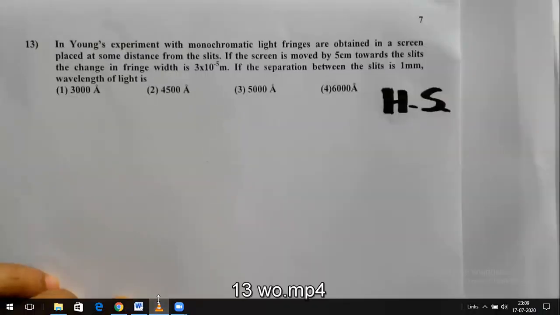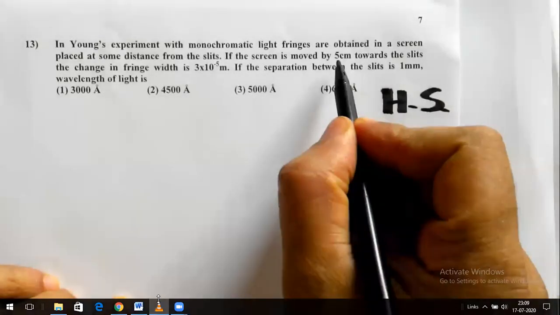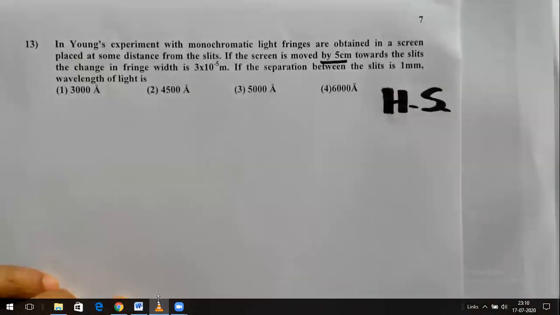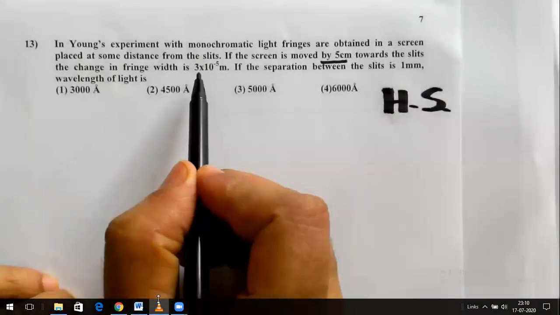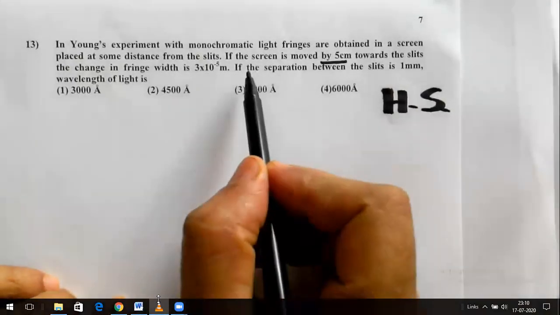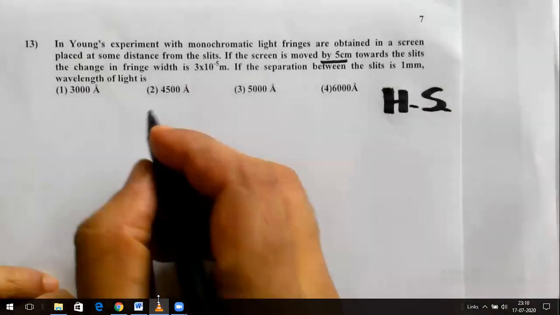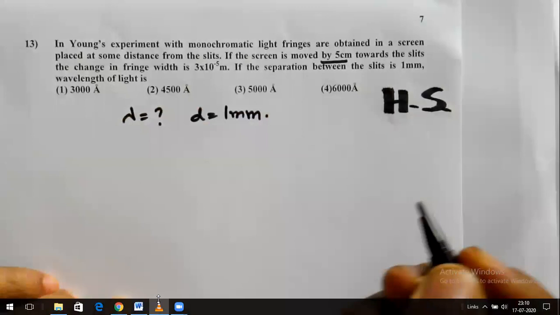In Young's double slit experiment with monochromatic light, fringes are obtained on a screen placed at some distance from the slits. Distance is not given. If the screen is moved by 5 centimeters towards the slits, then the new distance will be 5 centimeter less because the screen is moved nearer to the slits. Then the fringe width changes by this much, and if the separation between the slits is 1 millimeter, what is the wavelength of light? So question mark is for wavelength. Separation between the slits is 1 millimeter.